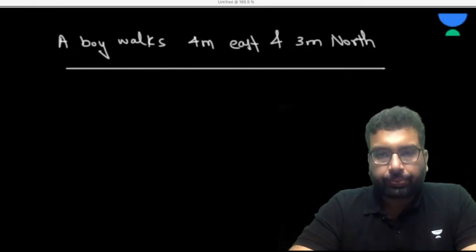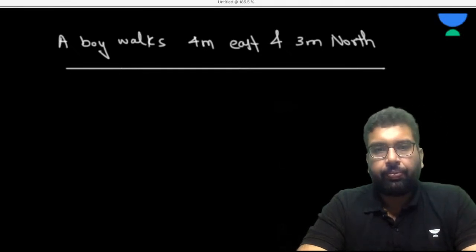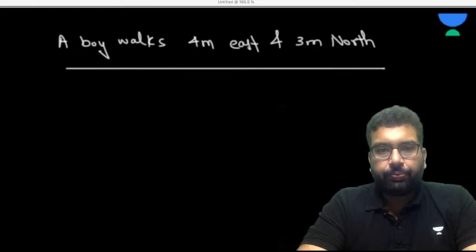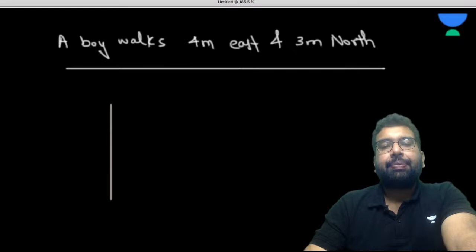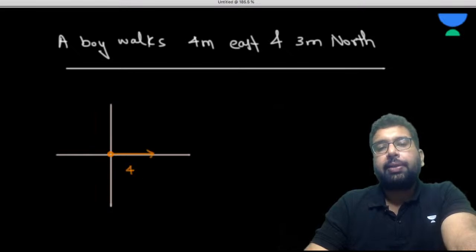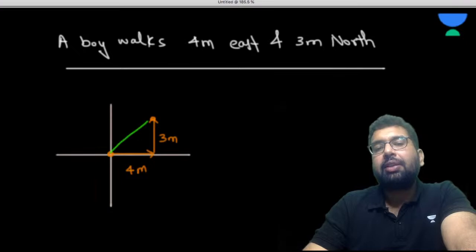Can you please try that? How can we represent this in Cartesian? So, very simply, a boy walks 4 meter east. Let's suppose he started walking from the origin. He walks 4 meter east, then he walks 3 meter north. So he goes like this and reaches this position. Now please understand this. If I ask you how much the displacement is, right away you are going to say that this is the displacement, right?